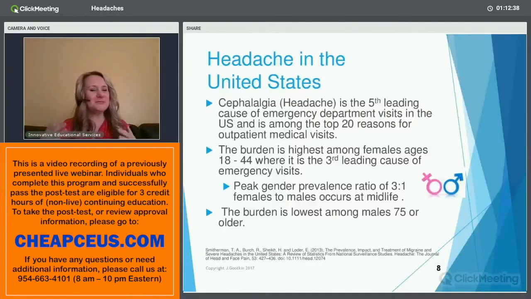But we'll look at maybe there are some other factors contributing to that also. In 2009, they actually said that there were 12 million office visits for the primary complaint of headache. So that is significant. We are seeing these patients in our clinics, whether headache is their primary diagnosis or maybe a comorbidity that they have.